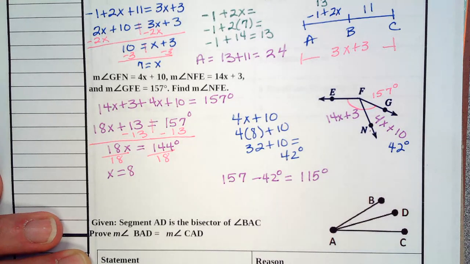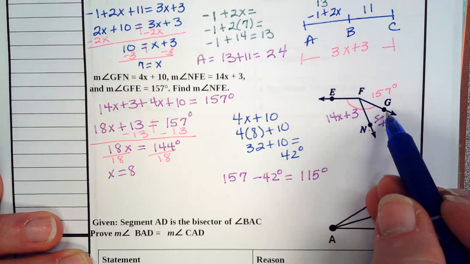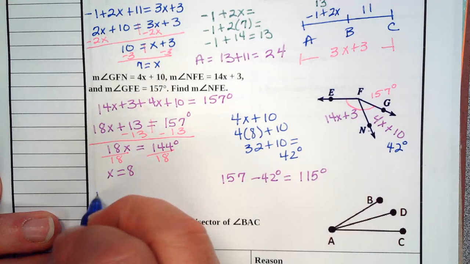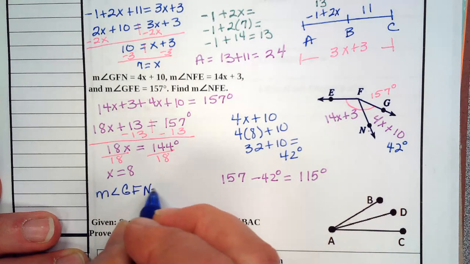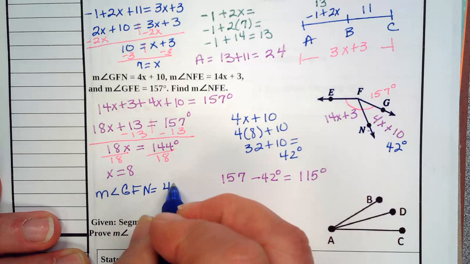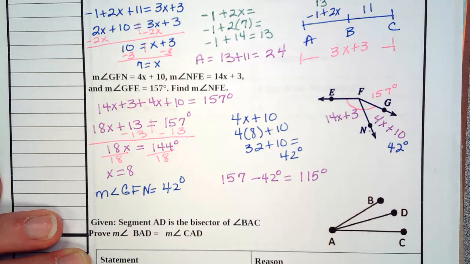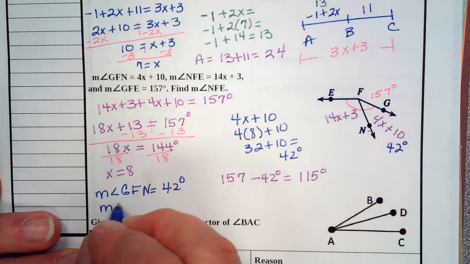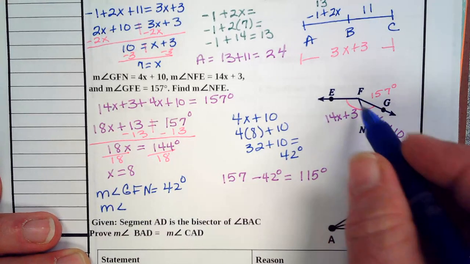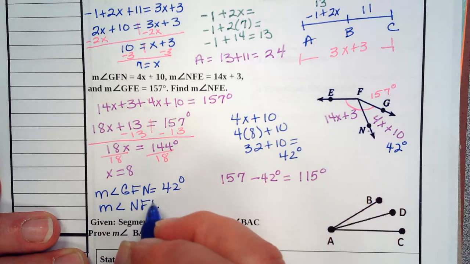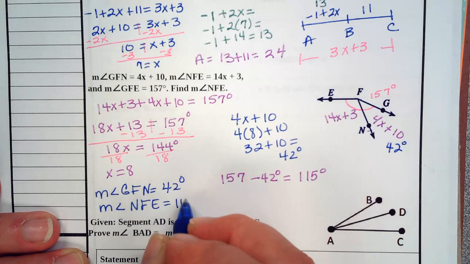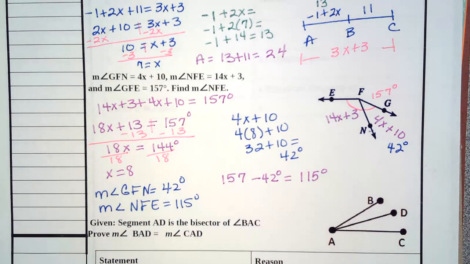So, the measure of angle GFN is equal to 42 degrees. The measure of angle NFE is equal to 115 degrees. And we are done.